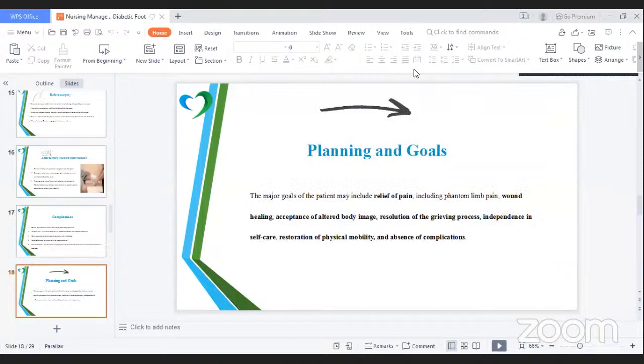Our planning for the nurses in this stage is, first, to relieve the pain, including the phantom limb pain, promote wound healing, and give the patient psychological support for accepting the altered body image. Of course, most patients after this type of surgery need psychological support, resolution of the grieving process, independent self-care, restoration of physical mobility, and prevention of further complications.